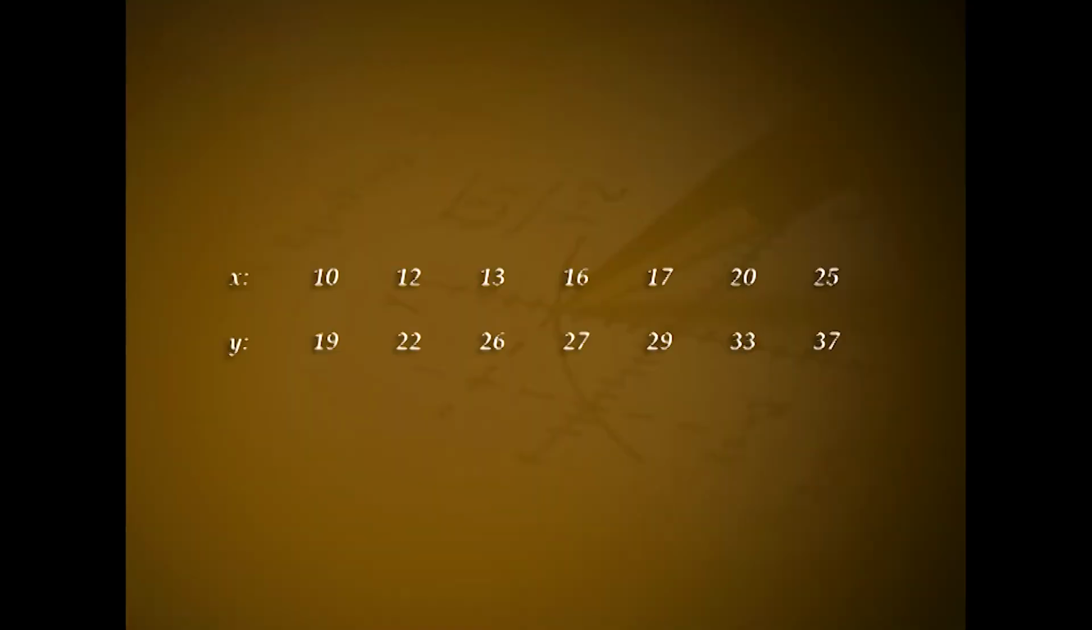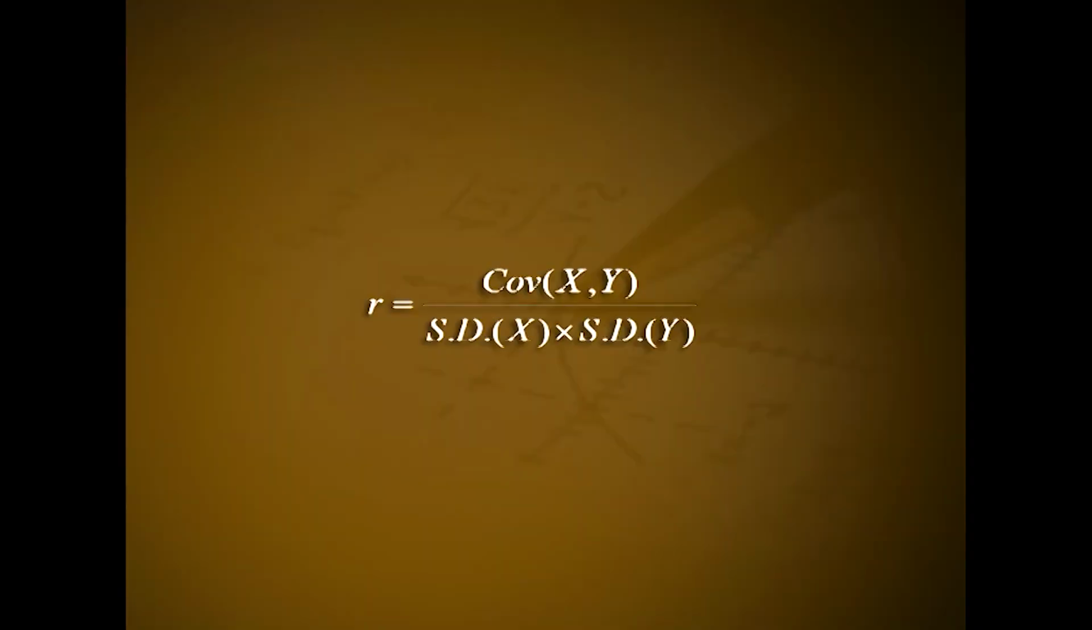Problem 5. Calculate Karl Pearson's coefficient of correlation for the following data: x values 10, 12, 13, 16, 17, 20 and 25. The corresponding y values 19, 22, 26, 27, 29, 33 and 37. Solution. Coefficient of correlation r equals covariance of xy divided by standard deviation of x into standard deviation of y. The problem can be solved by simply following the steps shown in the above example, but for some computational ease, the problem can also be solved as in the following illustration.